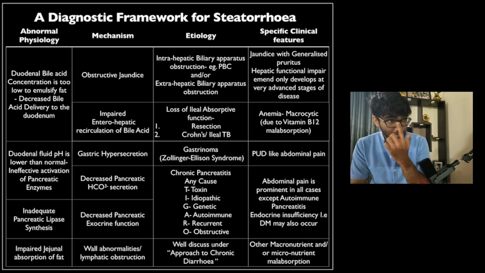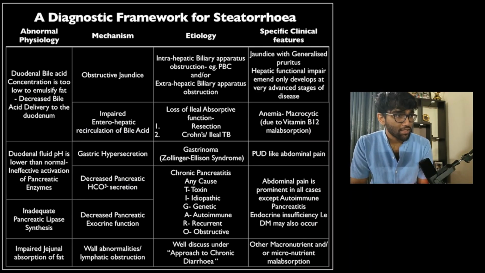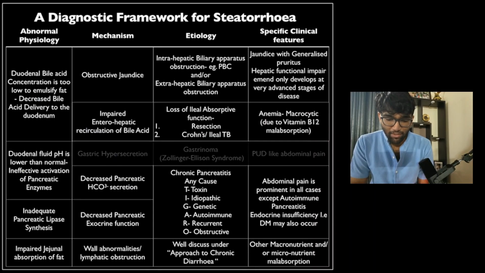So we've already discussed the diagnostic framework for steatorrhea in the previous case vignette in the series. So this is again the same thing because the patient has steatorrhea. Now what we can say quite clearly is that the patient does not have epigastric discomfort, does not have any features suggestive of GERD. So Zollinger-Ellison syndrome is highly unlikely.